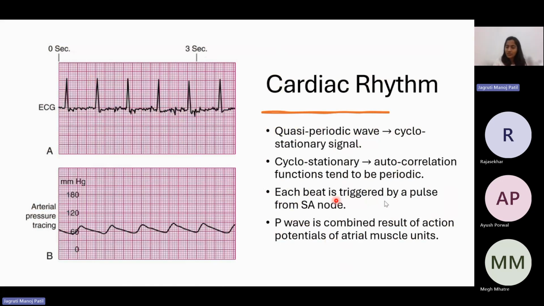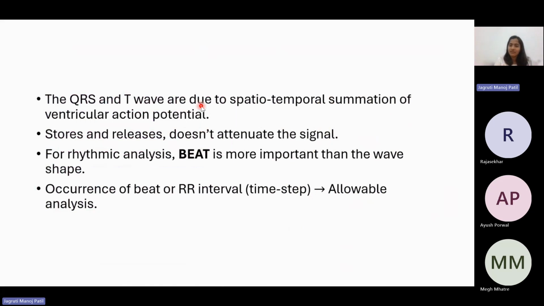So we know that each beat is triggered by a pulse from the SA node, and then the P wave is the result of the action potential of the atrial muscle units. So basically what we get is from our atria. Next we have the QRS complex as well as the T wave. These are nothing but due to the spatiotemporal summation of the ventricular action potential.